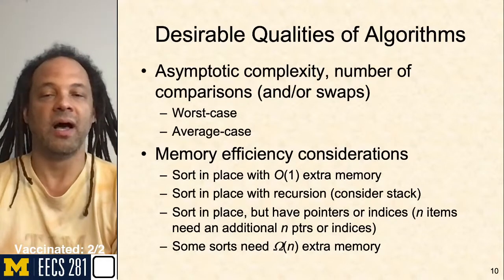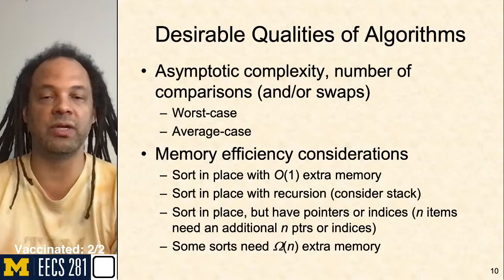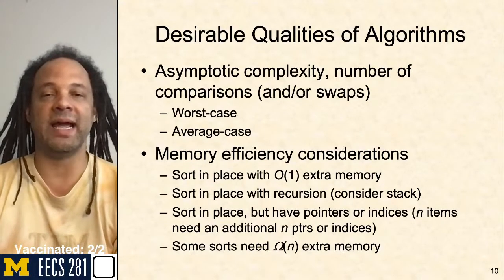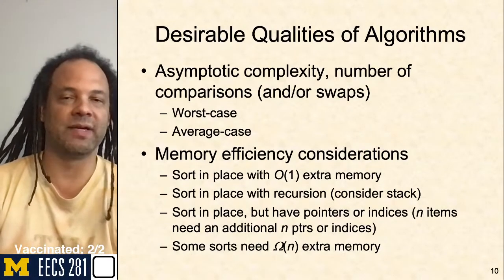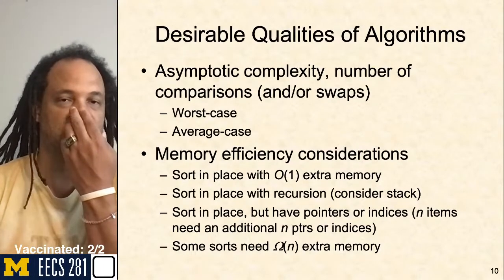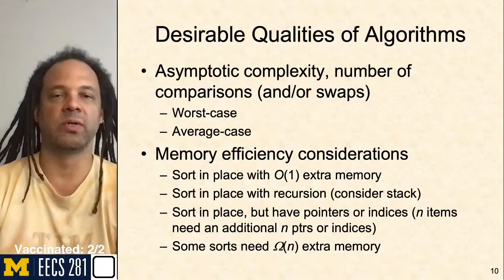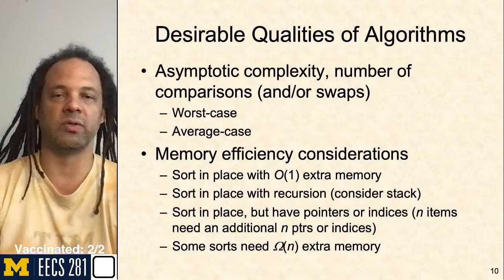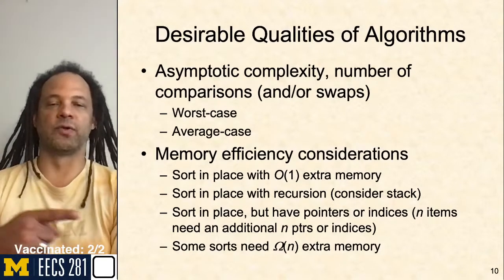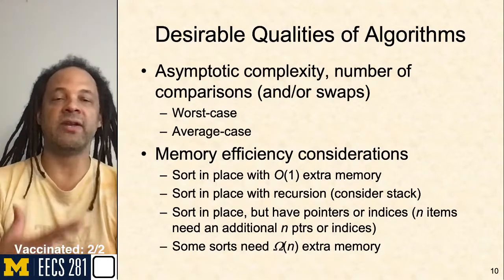We've also got sort in place with recursion. You can do sorts with recursion. So there we will be keeping our data in place, but we do have to consider how the stack gets used as we make these recursive calls. Most of the time we can't get recursive sorts to be completely tail recursive, so we will have some stack use there. There's sort in place, but with our indirect sort.